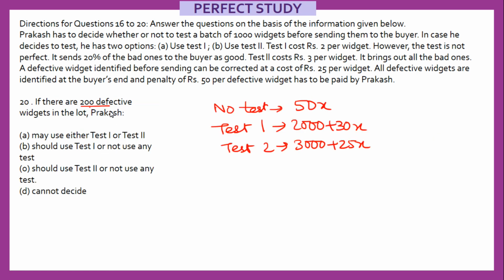If there are 200 defective widgets in the lot, this is 10,000, 6 plus 2, 8,000, 5 and 3, 8,000. May use either test 1 or test 2 because the cost is same.